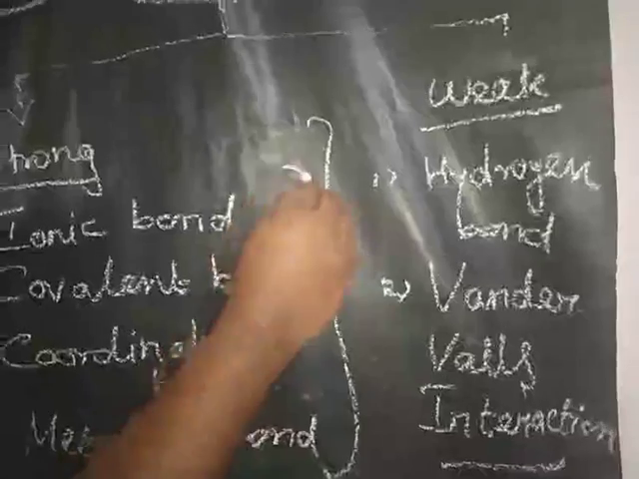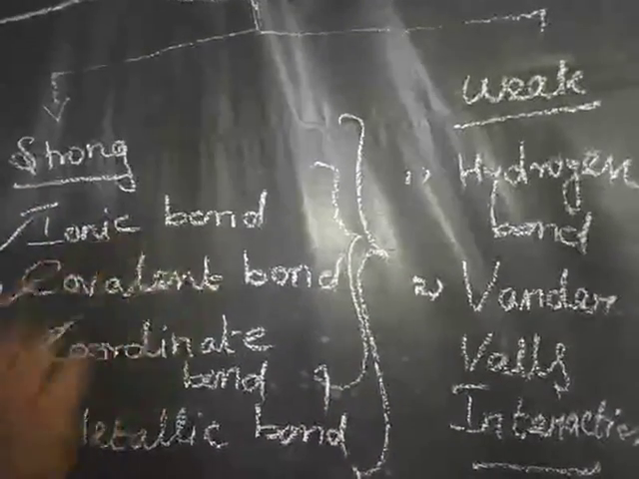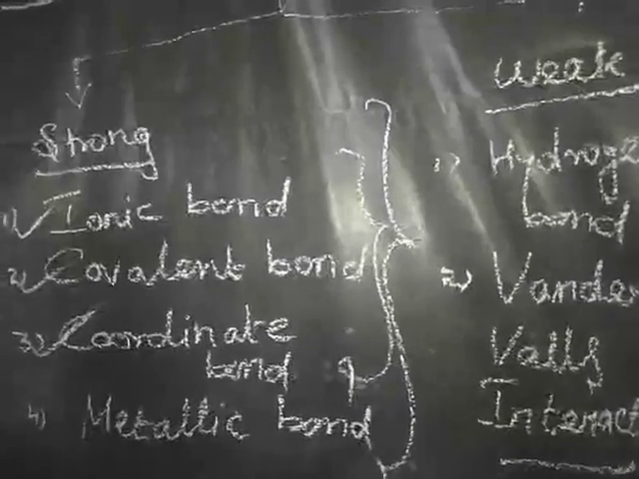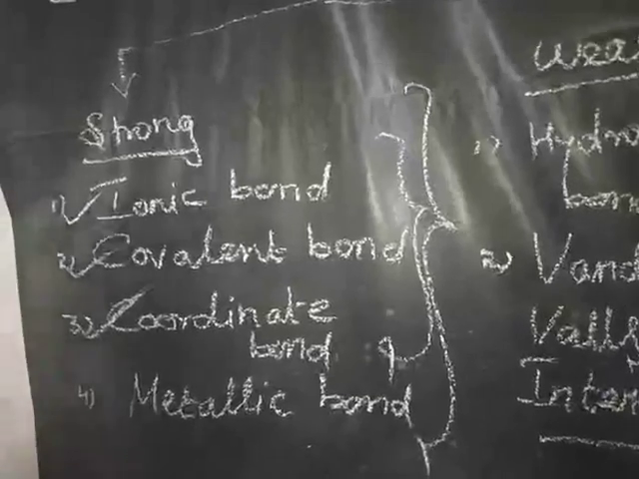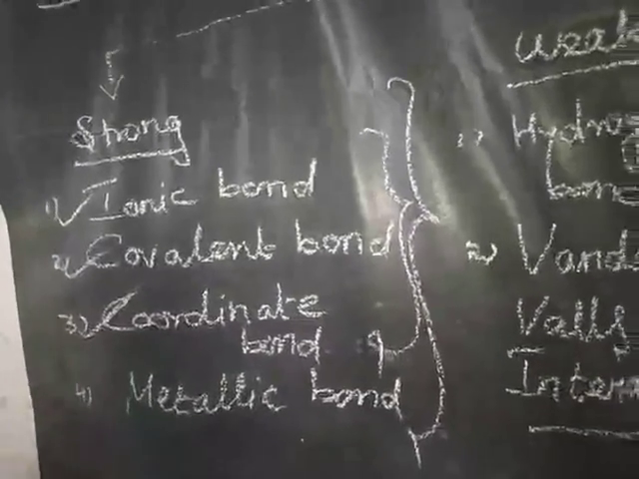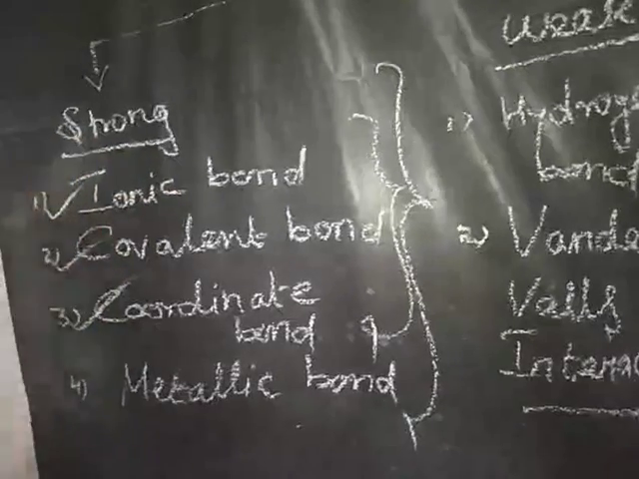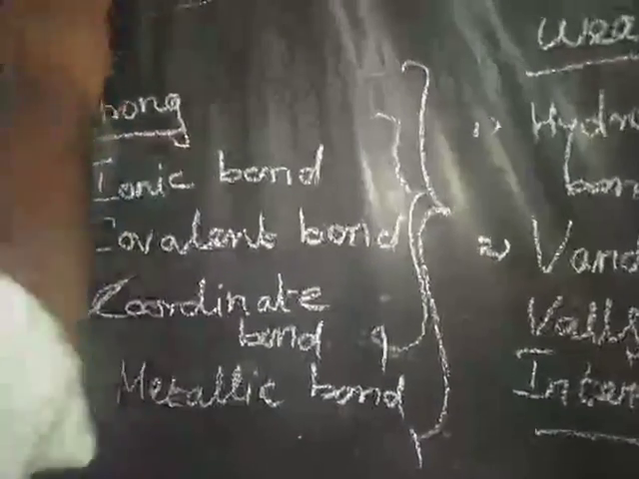In this lesson we are going to study only three bonds: first the ionic bond, second the covalent bond, third the coordinate bond. The metallic bond, hydrogen bond and van der Waals interactions we are going to study in higher classes. The first bond we will see is the ionic bond.